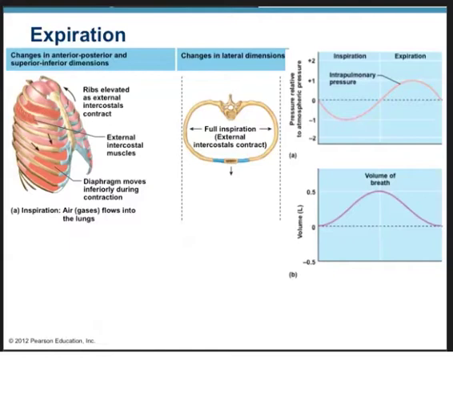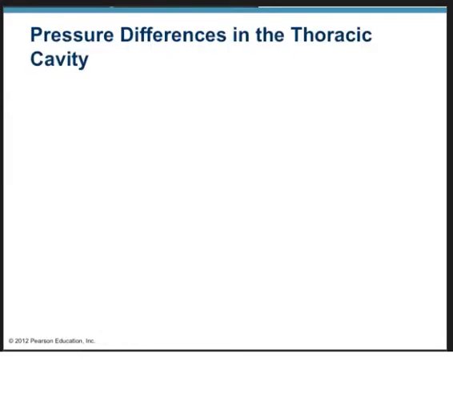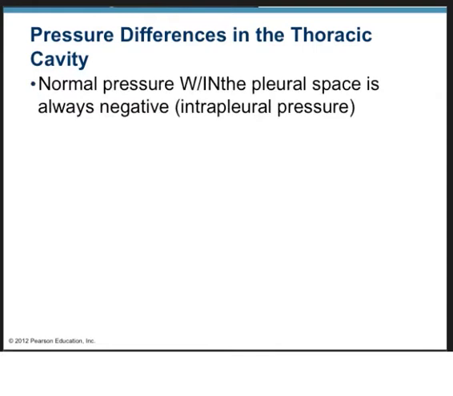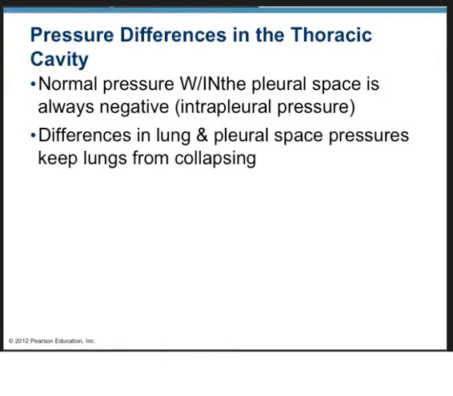In forced inspiration, we use more of the intercostals and the pecs and the sternocleidomastoid to expand the volume of the chest cage in an effort to help the diaphragm pull air into the lungs. So that's forced inspiration. Normal pressure in the pleural space is always negative. This is what we call intrapleural pressure. The differences in lung and pleural space pressures result in the lungs not collapsing.